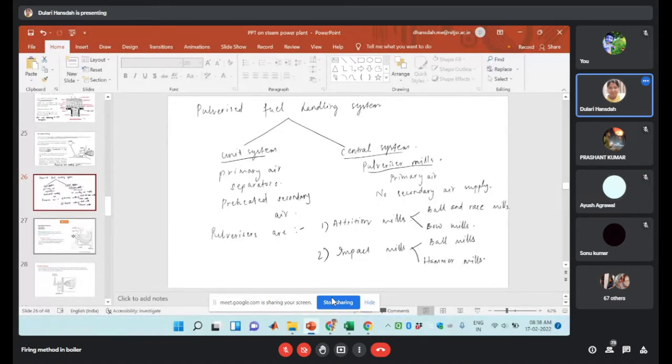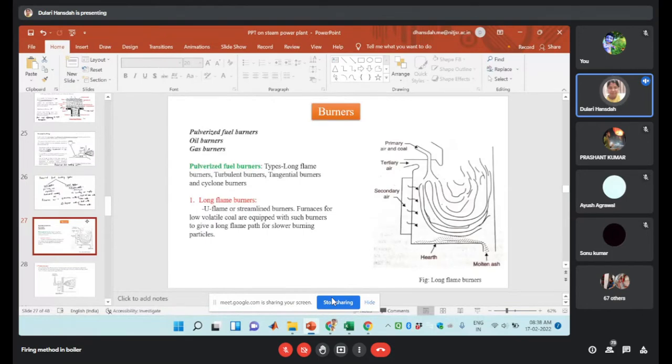Okay. Next one is your burners. Burners are used in the pulverized fuel firing system. There are pulverized fuel burners, another one is oil burners and gas burners. Pulverized fuel burners are used for solid fuel.